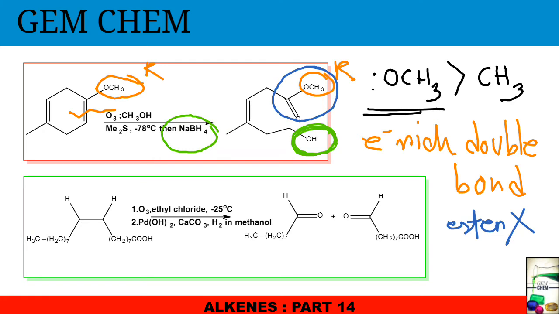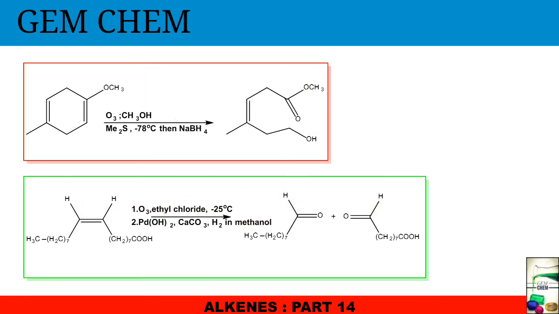Now the next example is here. If you see here, this is a simple example, but the second step reagent is different. So when you are adding palladium catalyst with CaCO3, H2 and methanol, you are just doing the same thing as Me2S does or water zinc does. So we are just cleaving here and getting the carbonyl compound.